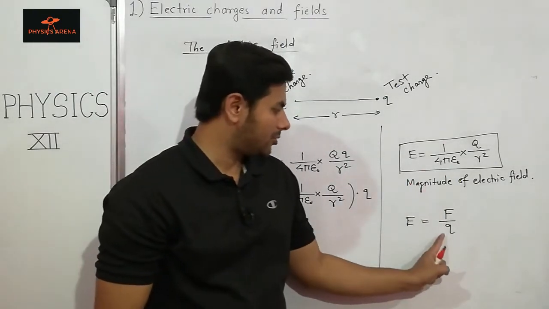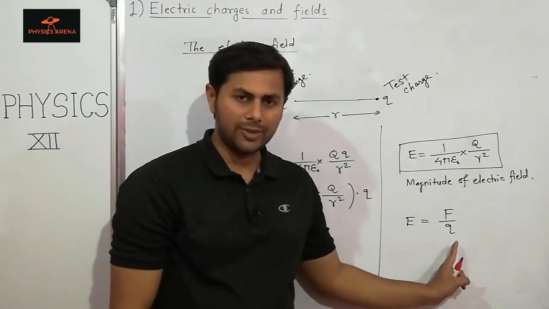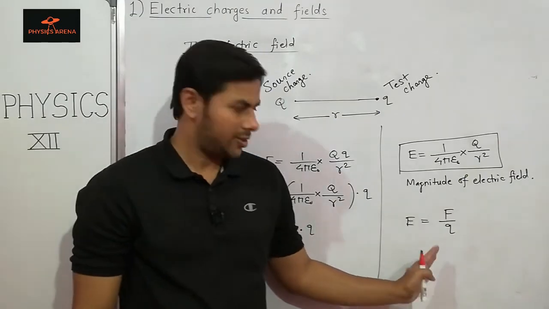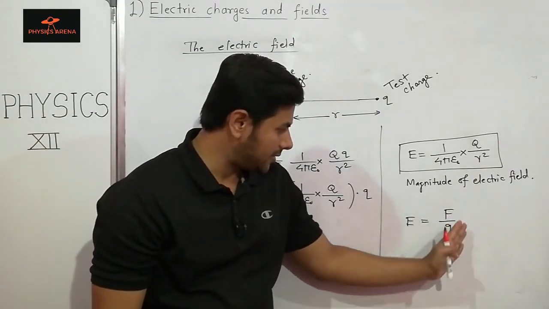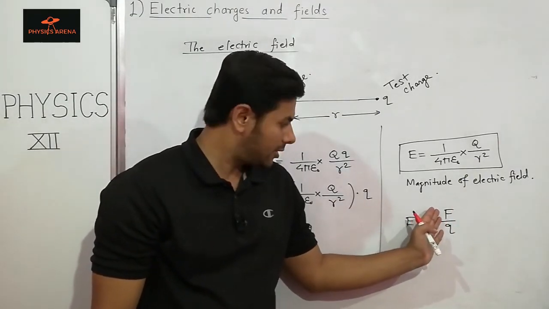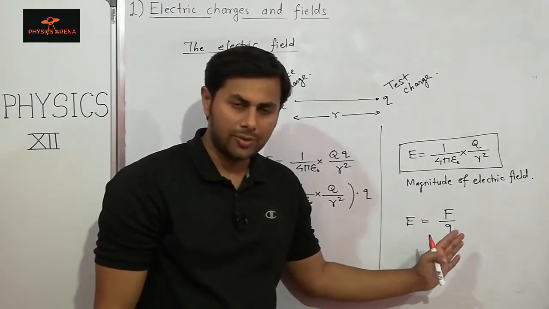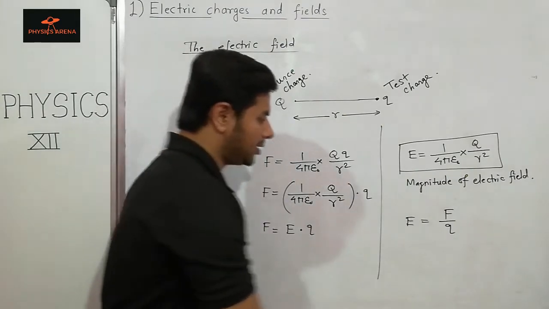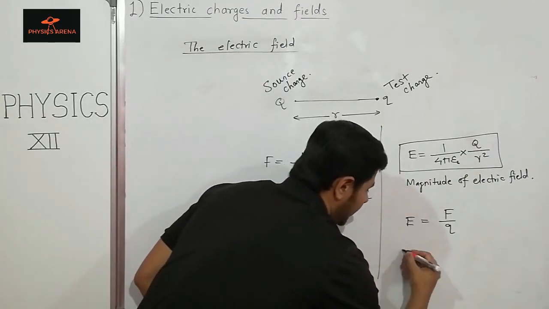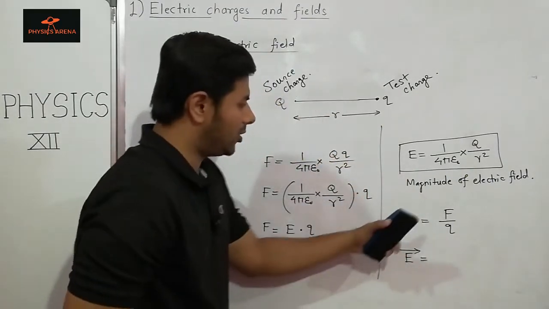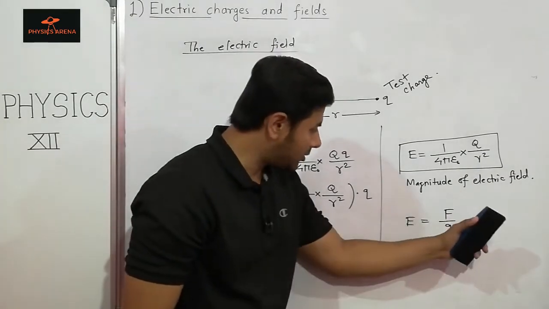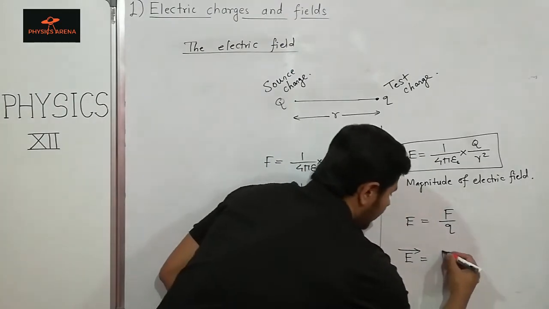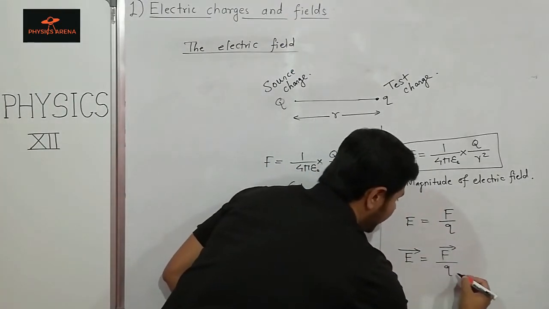So this small q is always going to be positive, and electric field is a vector quantity because on the right hand side we have this force F divided by Q. Q is scalar, F is vector, so electric field has to be a vector. So the direction of E bar will be along the direction of the force experienced by this charge. So it is F bar divided by Q.